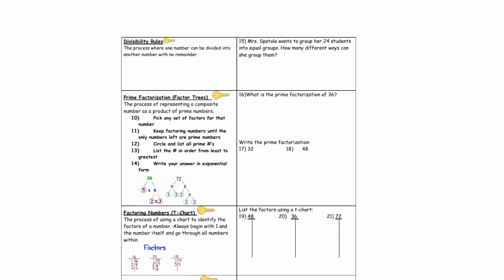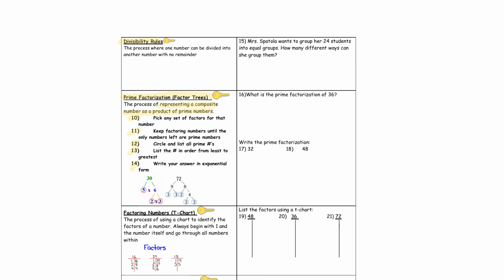On this page here, it talks about more about divisibility rules. Let's move forward. Prime factorization and factor trees, the process of representing a composite number as a product of prime numbers. So here's how it goes. In this particular case here, just ignore the numbers. It really should be 1, 2, 3, 4.